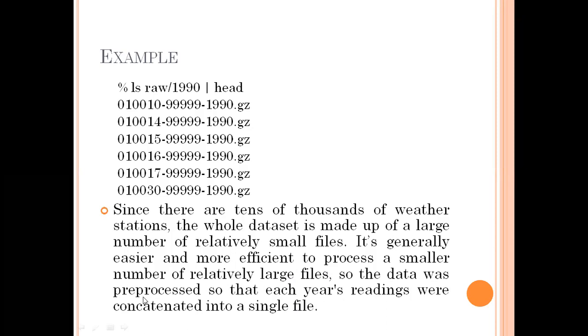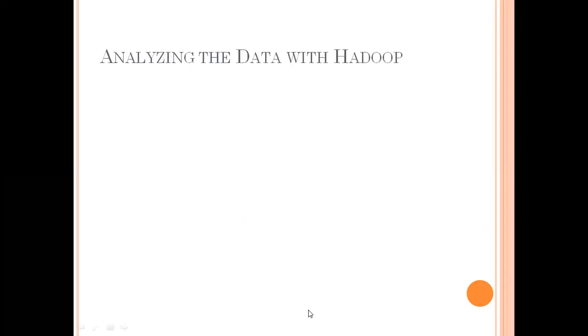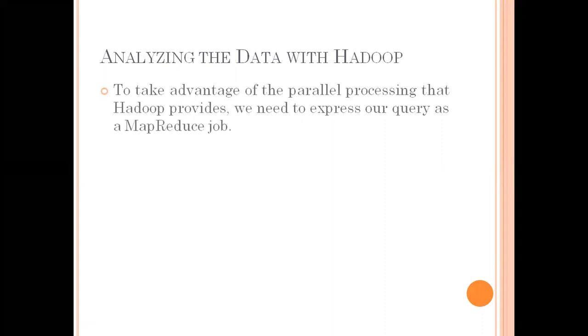So it was proposed to pre-process each year's data so that it is concentrated into a single file. How are we going to do this? By analyzing this data with Hadoop. How are we going to manage it? To take advantage of parallel processing. That is the main advantage of the Hadoop system: we can do hierarchical parallel processing.